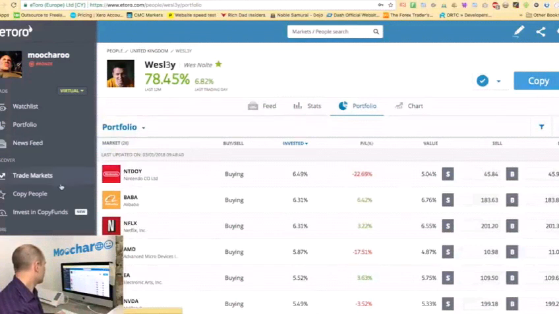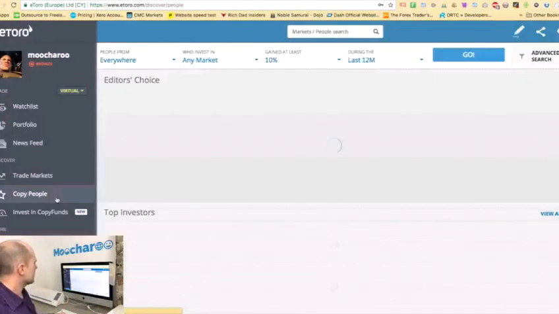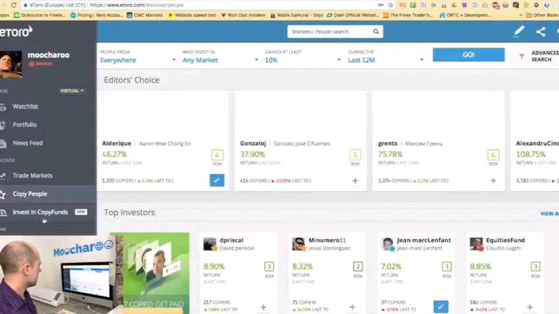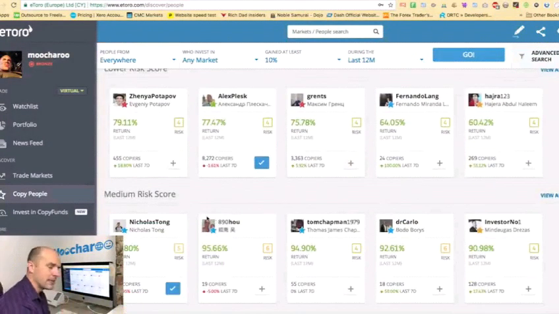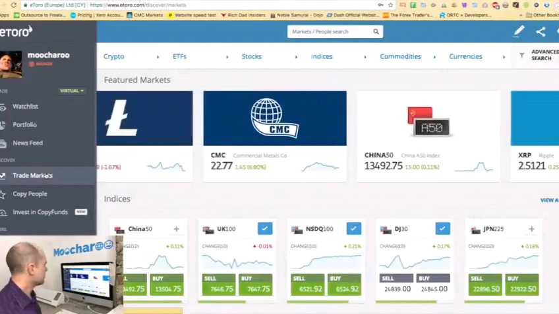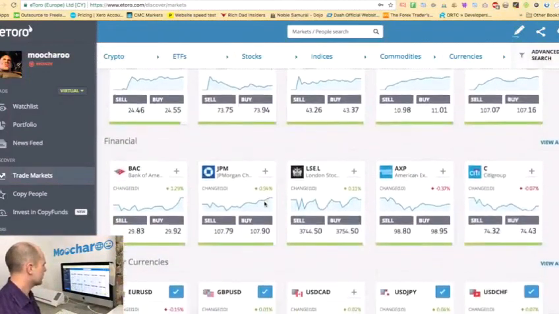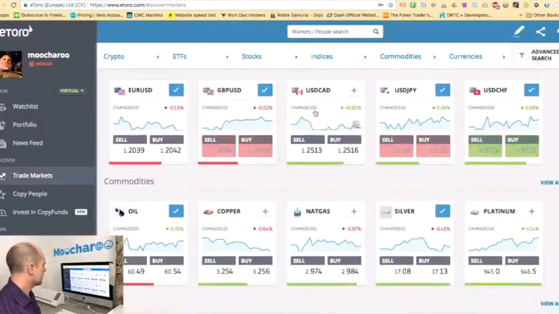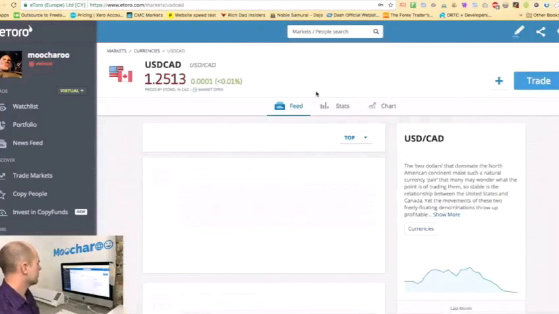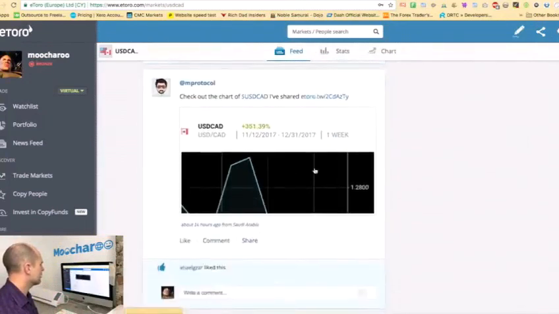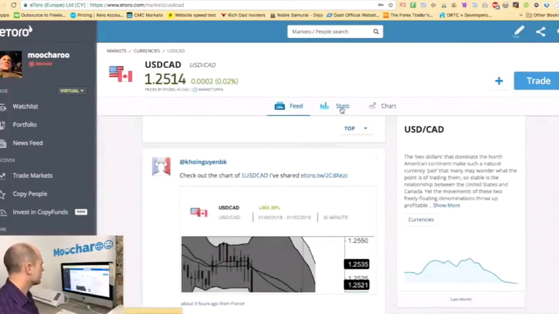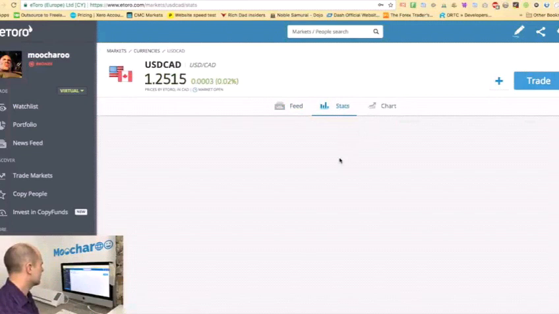So now that was copy people. Basically, hit copy people down here on Discover, and you can find a whole bunch. There's 7 million people on eToro, so there's loads and loads of people worth copying. Now, if you want to invest yourself, you can go here, trade the markets, and go for anything you want. You've got US dollar against Canadian dollar. Again, you've got the feed. You can scroll down, see what people are saying about it, or just come straight over to the stats.